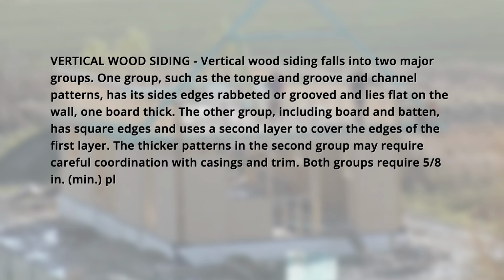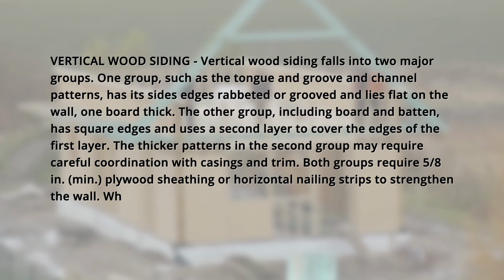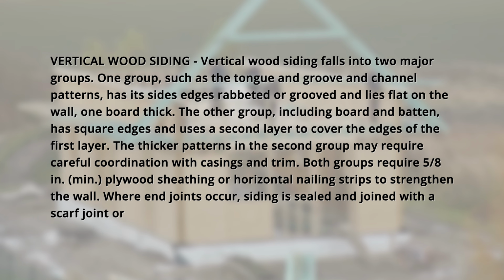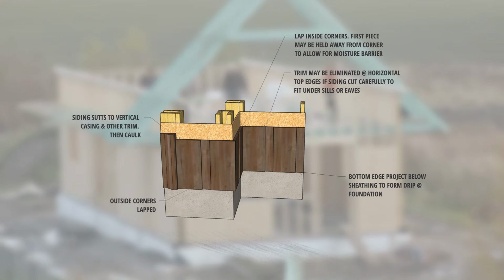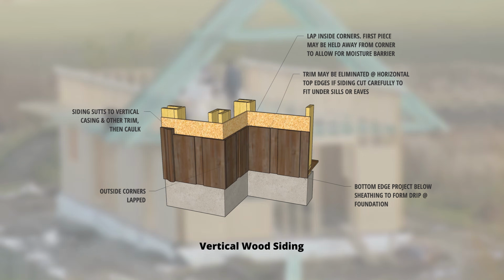Both groups require 5/8" minimum plywood sheathing or horizontal nailing strips to strengthen the wall. Where end joints occur, siding is sealed and joined with a scarf joint or a miter joint sloped to the exterior. Exterior finishes. Let's reference this detailed illustration here. Vertical wood siding.